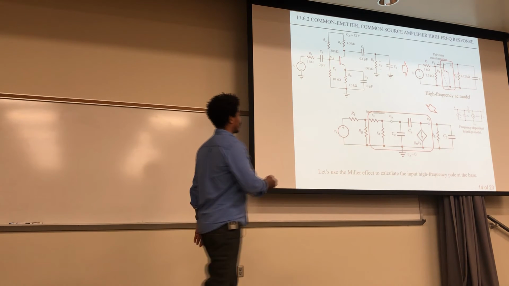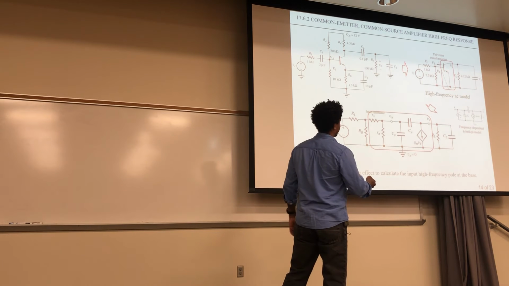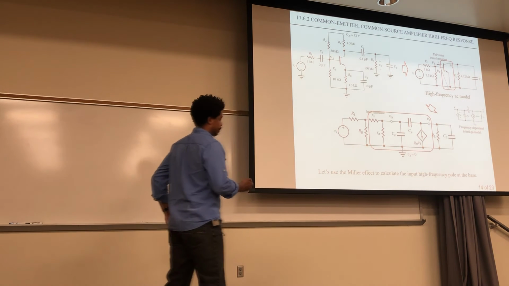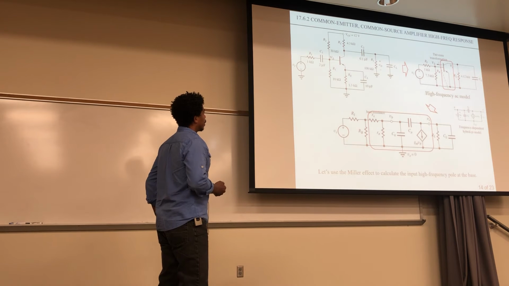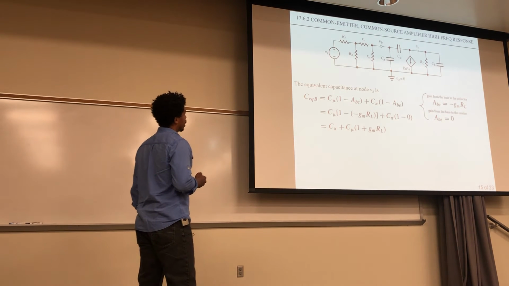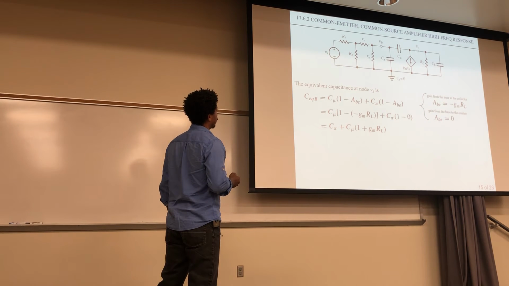But remember, again, that's from our frequency-dependent hybrid pi model, this piece right here. But we just add the Rx coming into that. So first, let's look at the equivalent capacitance at node B. That's this node right here.